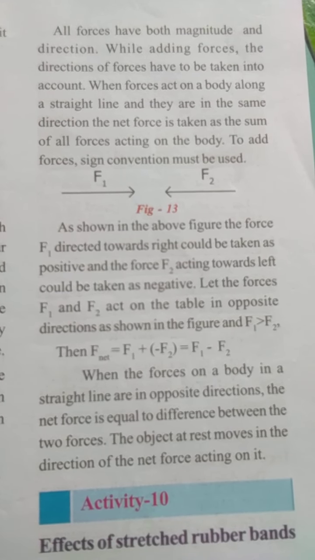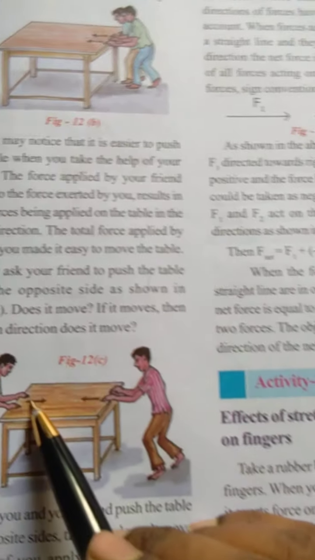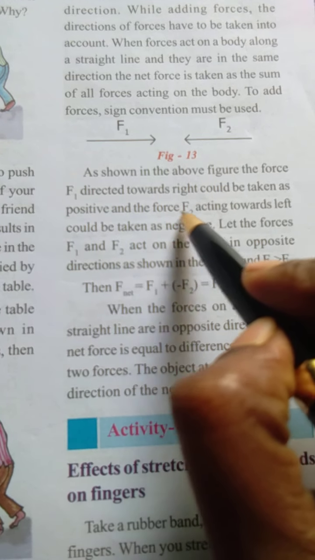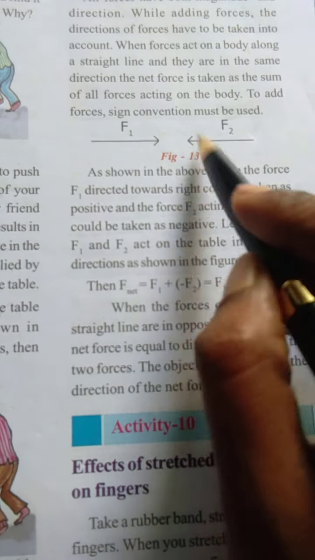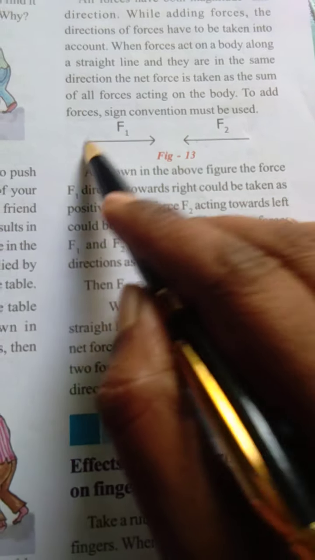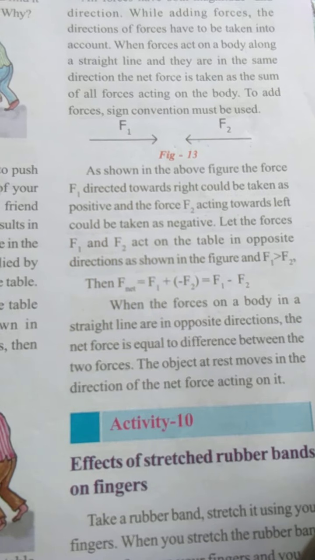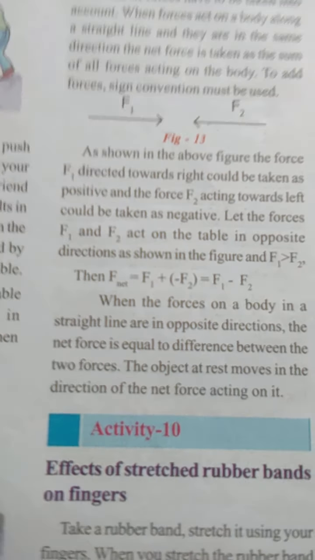As shown in the figure above, this is your F1 and this is your F2. The force F1 directed towards the right could be taken as positive, and the force F2 acting towards the left could be taken as negative. These are opposite directions. From left to right you take the positive direction, and from right to left you take the negative direction. If you have opposite directions, then the net force should be F1.